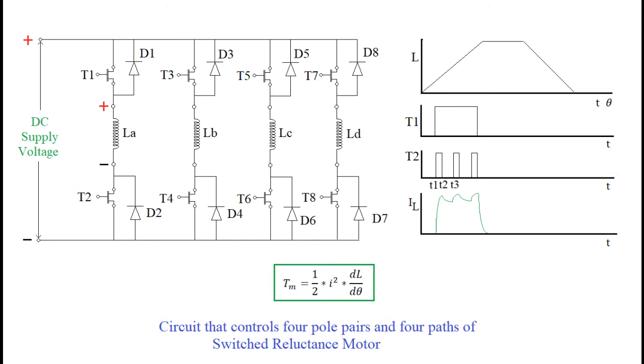Now let us consider the controller circuit shown on slide. This circuit has four parallel paths. Each path connects stator winding to DC supply through two switches. These switches are transistors that may be turned on or off using external control signal.